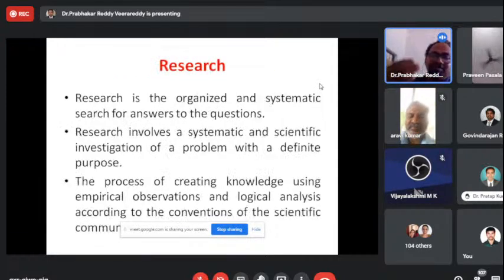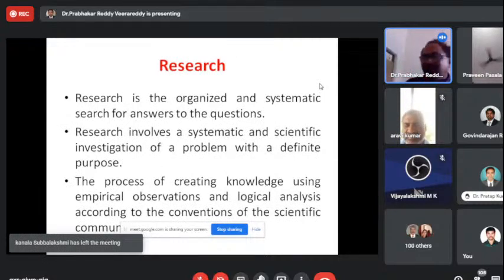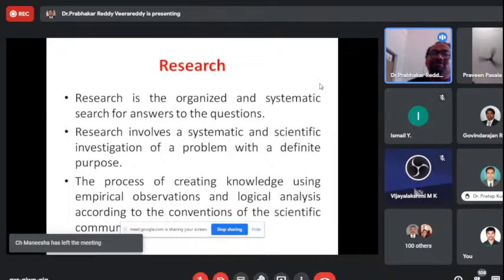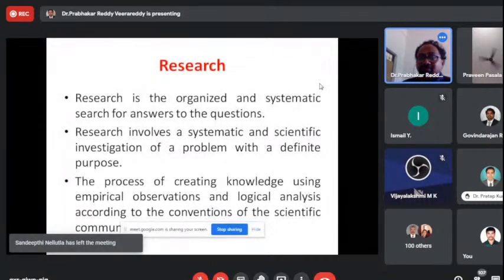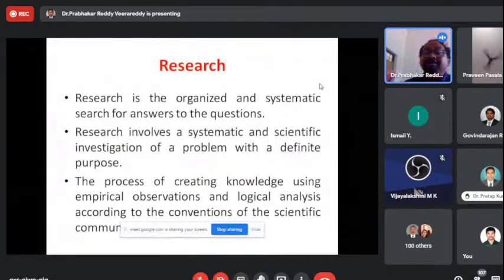So in the word research, if you see "re-search", somebody already searched. You are doing research, again you are researching. Research involves a systematic and scientific investigation of a problem with a definite purpose. It is the process of creating knowledge using empirical observations and logical analysis according to the conventions of science. So try to remember, try to read the publications of international journals.